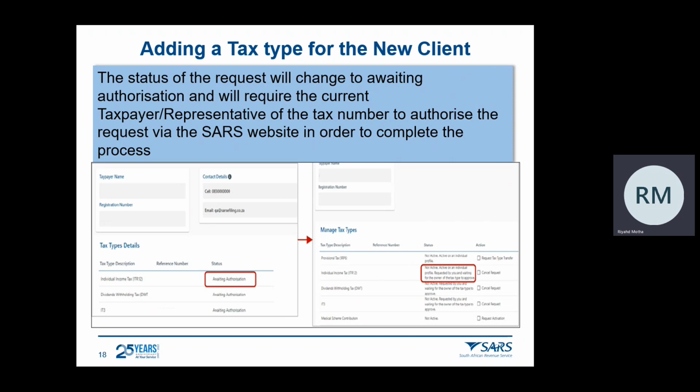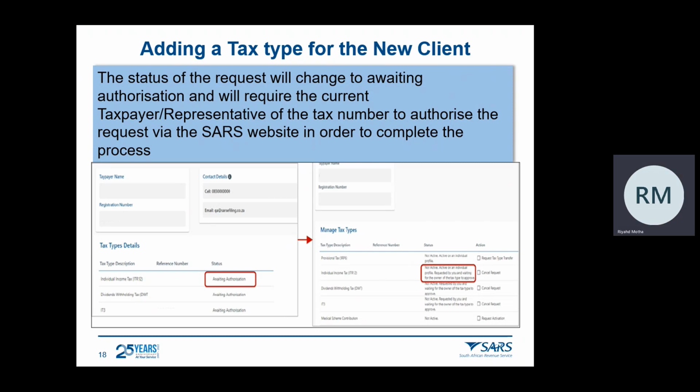So what that means is, if you are registering or adding an individual to your portfolio, that individual will receive notification from SARS to state that you are trying to add them to your portfolio. They need to go onto the website and verify that that is correct. If you are adding a company, the registered representative will receive the communication to state that you are requesting either a tax type transfer or that you are trying to add them onto your portfolio. Now, please bear in mind, when we're saying a registered representative, that is the public officer of the company or the accounting officer of the company.